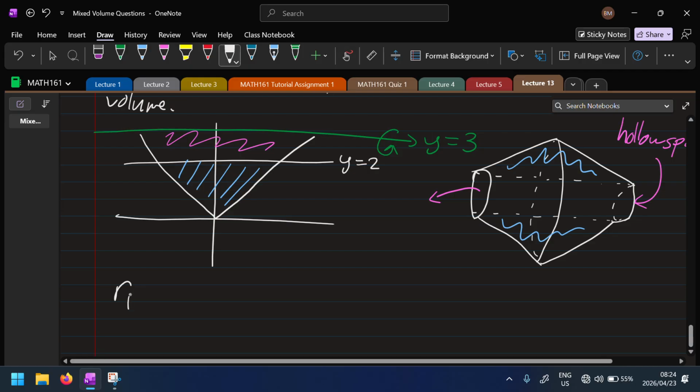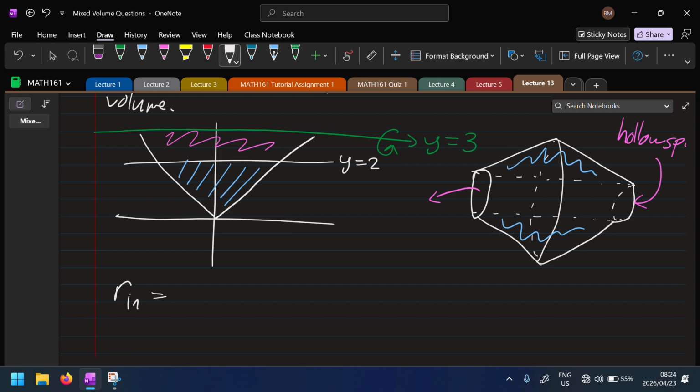Okay, so we need the inside radius and the outside radius. What will the inside radius be? It's the radius of that gap that's in pink there. What will that be? 1. Yeah, from y equals 3 to y equals 2, that's just 1. R out, that's the outside radius. So that's from y equals 3 down to the line. Remember, this line is just y equals x. So we want this distance here. What will that be?